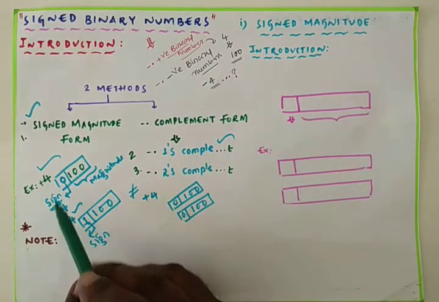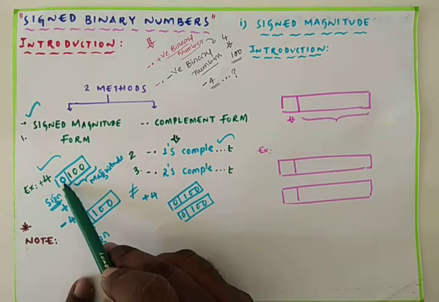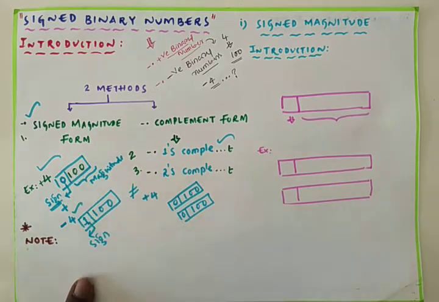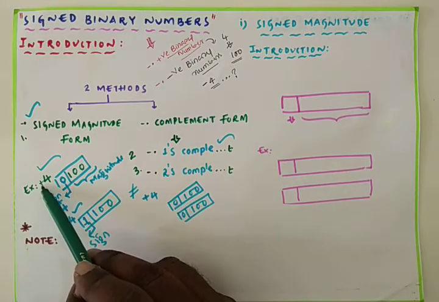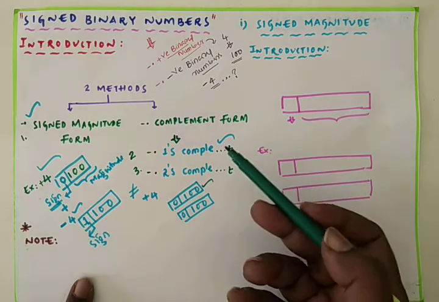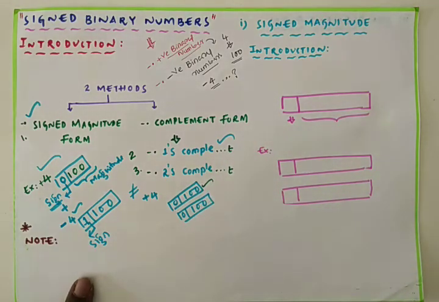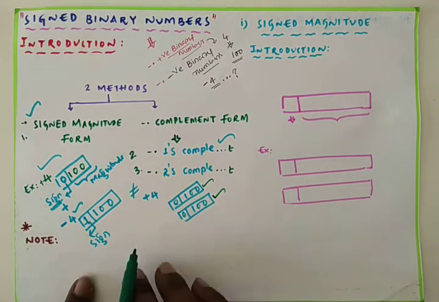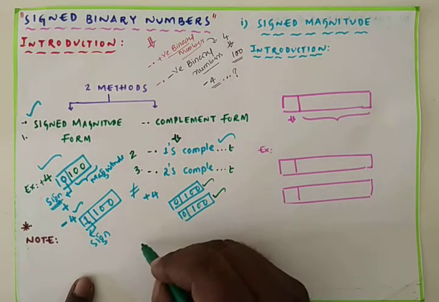See here, plus 4 in sign magnitude form: 0 is the sign and 100 is the magnitude, that is 4, plus 4. In ones complement form also, 0 is plus, and the magnitude remains the same, 100. By making use of ones complement and twos complement, we can represent the negative binary numbers, but the positive binary numbers remain the same as the sign magnitude. That is the point here.